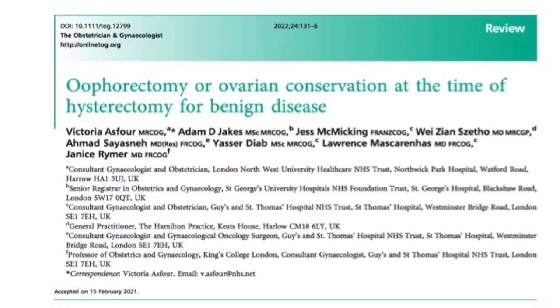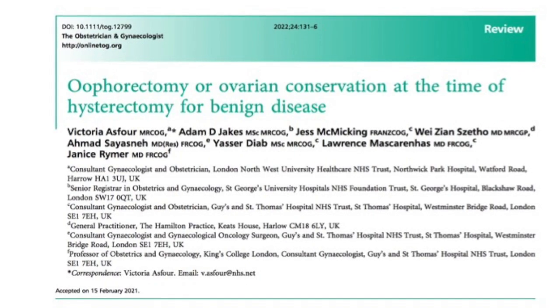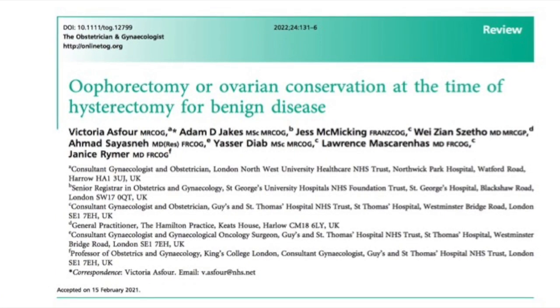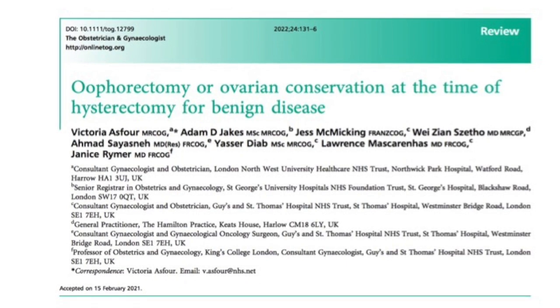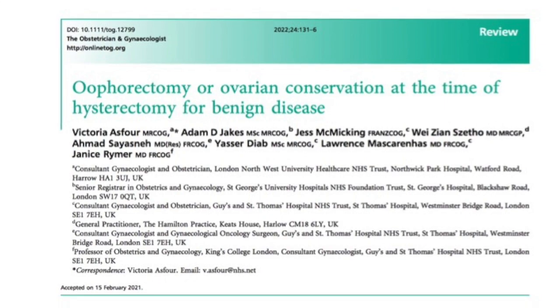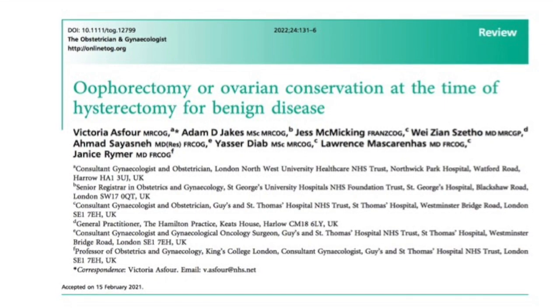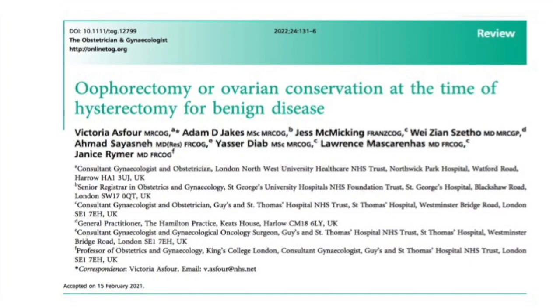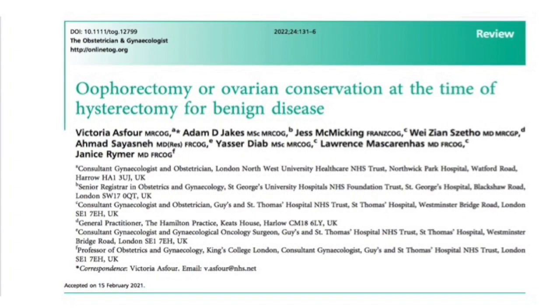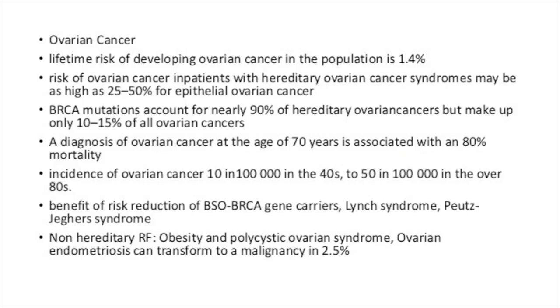Learning objectives are to understand the rationale of the decision-making process for bilateral salpingo-oophorectomy or bilateral salpingectomy with ovarian conservation at the time of hysterectomy for benign disease; to understand the risk-benefit balance of performing oophorectomy in the context of risk reduction of high-risk patients, compared with patients with no genetic predisposition or family history; and to consider conservative risk reduction measures that do not involve oophorectomy. Okay, the article then goes on to talk about ovarian cancer.